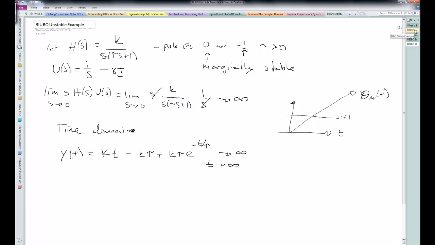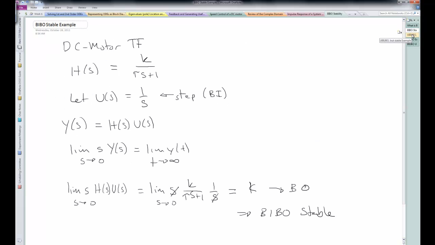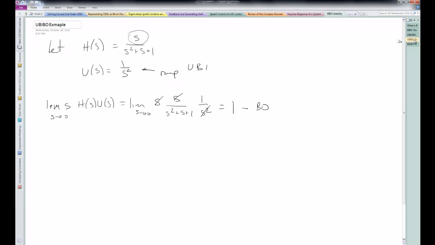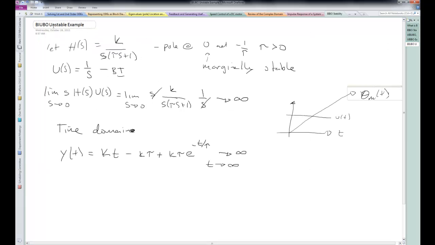There are a number of cases here that we've looked at. We have the bounded input, bounded output stable system. We have an unbounded input, unbounded output, but a stable system. We have an unbounded input, bounded output example where the system is stable, with poles that have negative real part, but it has this zero, which has a canceling effect of one of the integrators of the input. And then we have a case where we have a bounded input, unbounded output, where we have an unstable example.